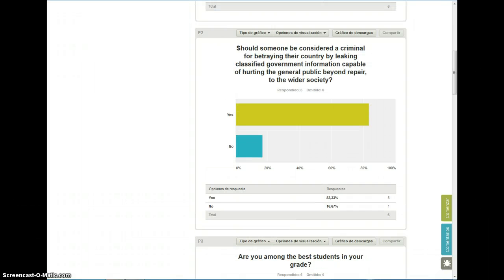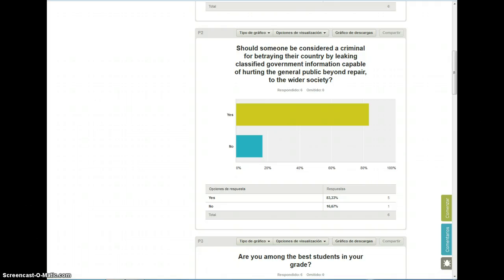The second question is of the loaded type, meaning that it includes many generalizations and assumptions that aren't necessarily true to confuse our students. In my group's particular case, it also included bias to further manipulate them into responding how we wanted them to. The question is, should a person be considered a criminal for betraying their country by leaking classified government information capable of hurting the general public beyond repair to the wider society?